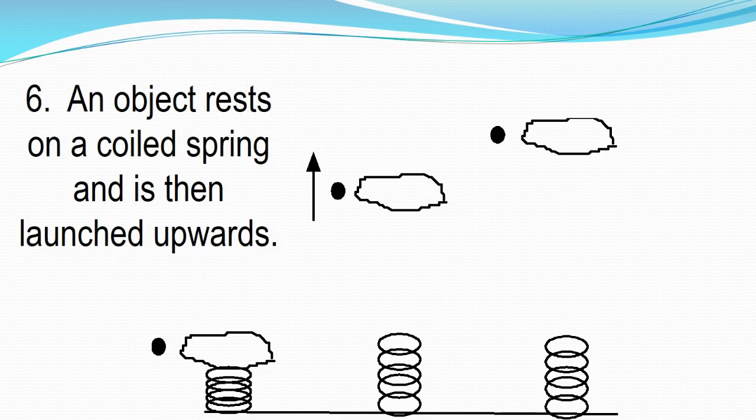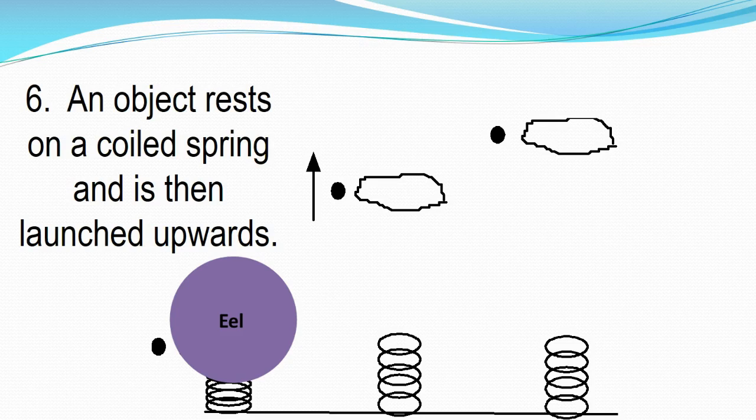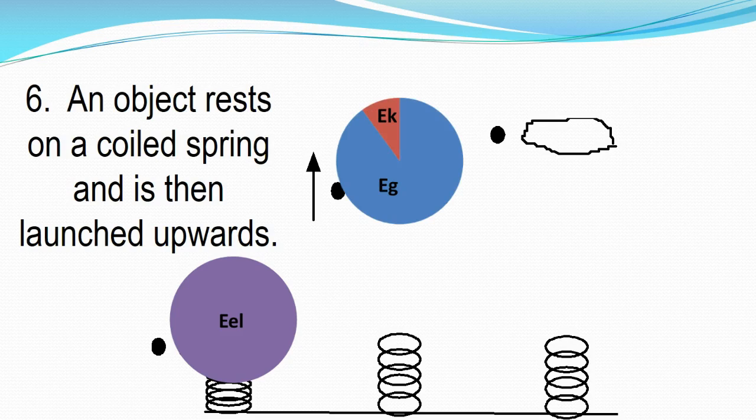Here we have a chunk of clay or object on a spring. It's launched up. It starts with elastic energy. You could argue it's off the ground a little bit, so there might be a little gravity in there, but basically we have elastic energy. The spring is compressed. That spring releases, launching the object in the air.